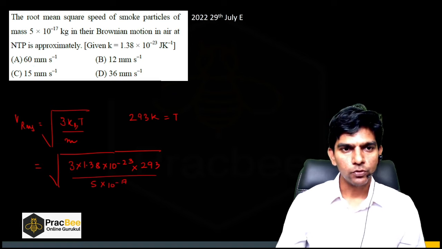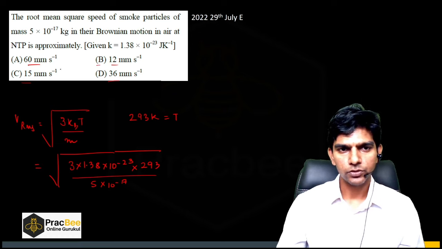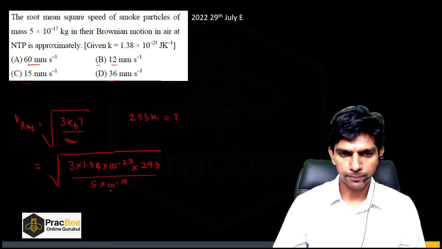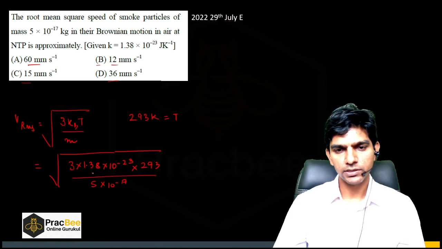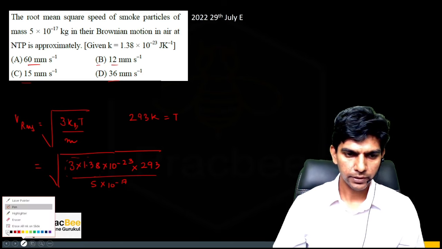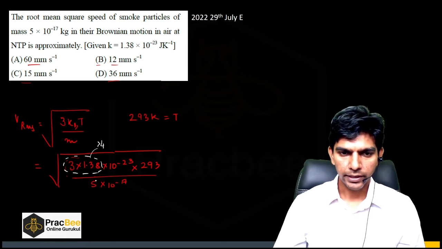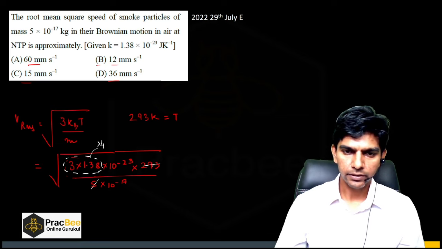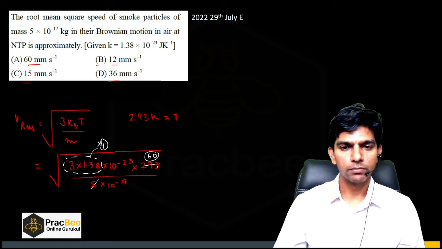Now, if you look at the options, they are quite far apart. Only options B and C are quite close to each other. The remaining two options are quite far apart. Let us see. We can use some approximation. 3 times 1.38 will be greater than 4, we can say. Let me show you how to apply approximation. This quantity will be greater than 4. And if I divide 293 by 5, it will be close to 60, right? Now this 60 multiplied by this 4 will be around 240.